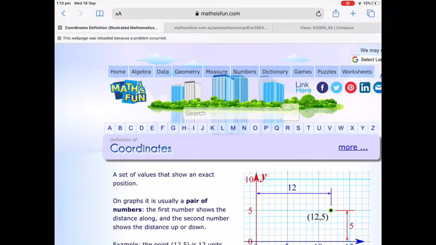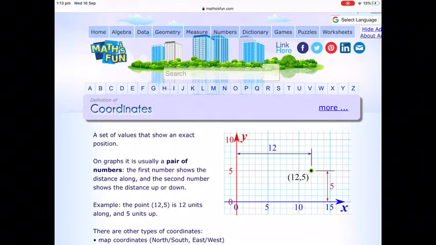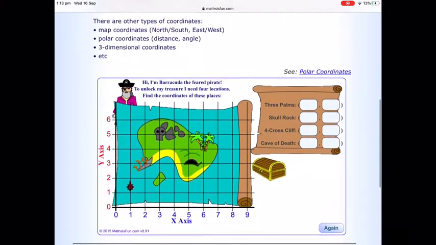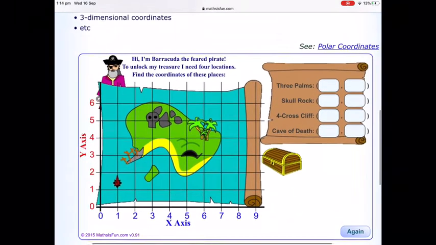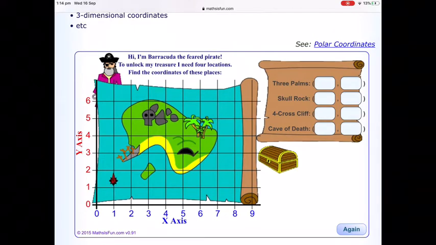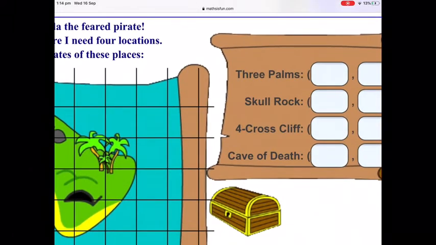So I've come to the Maths is Fun dictionary and I've searched up the word coordinates. So the Maths is Fun dictionary has given me a definition of what coordinates are and a small example here. If I scroll down the bottom, there is actually an activity for you to complete if you have time. So what you have to do is you have to find the coordinates of these listed things at the side.